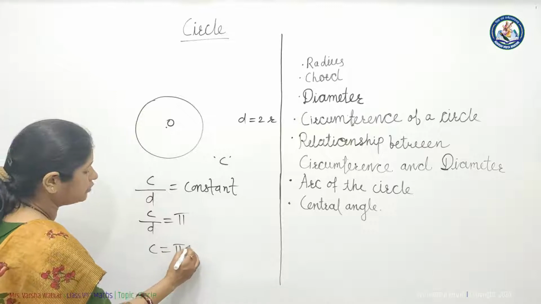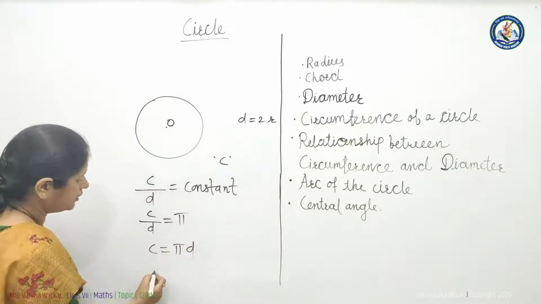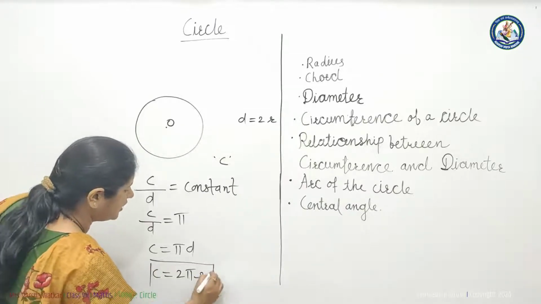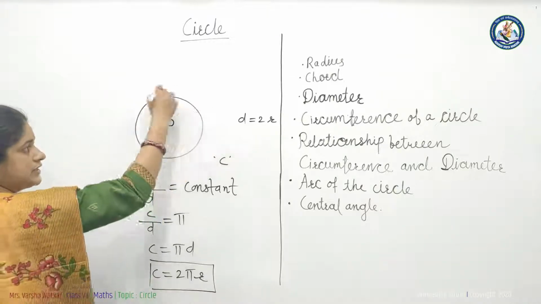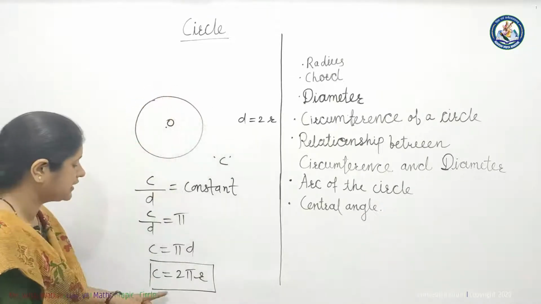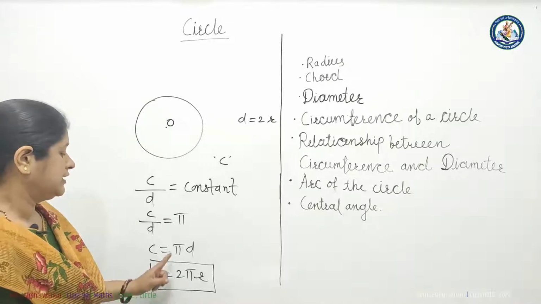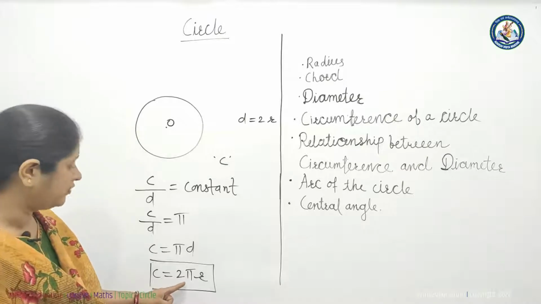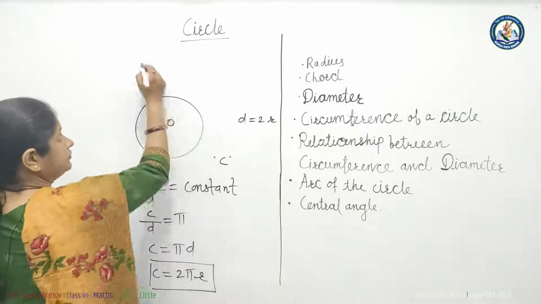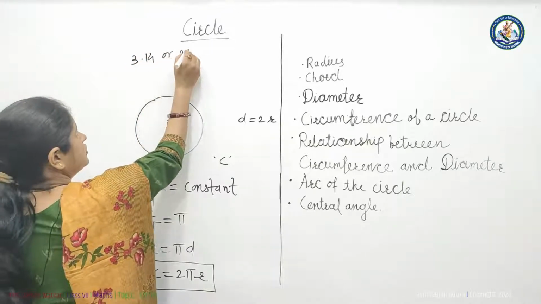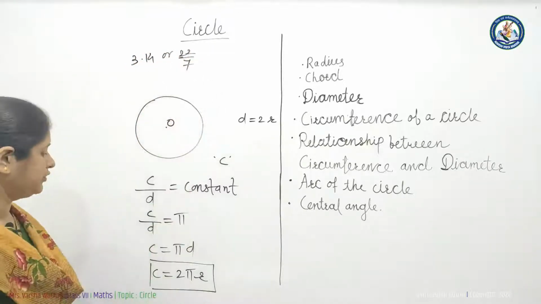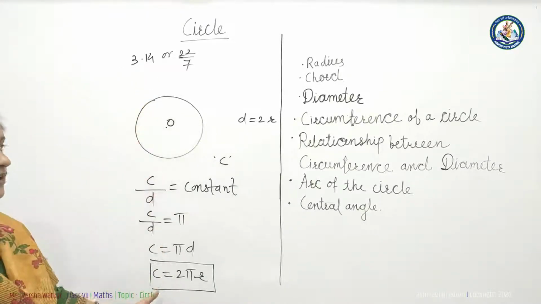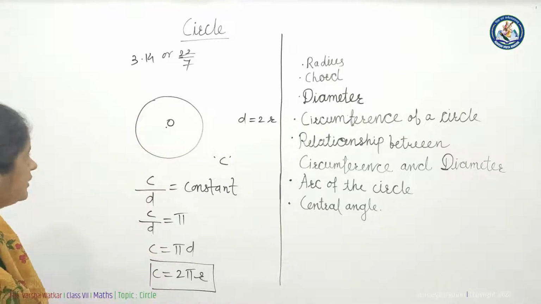We can write C is equal to pi D, and D is equal to 2r. So we get the formula C is equal to 2 pi r. This is the formula for finding the circumference of the circle. It is the measurement of the boundary of the circle. Here pi is a constant and the value of pi is always taken as 3.14 or 22 upon 7. This is the approximate value of pi, 3.14 or 22 upon 7. By using this formula, we can calculate the circumference of the circle.